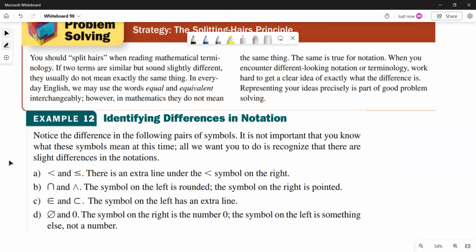We use that for true and false statements, with truth tables that I'm not going to cover in this course. In part C, the symbol on the left has an extra line. We're going to be using those in sets when we cover chapter 2. And in D, the one on the right is the number 0, and the symbol on the left is something else that we use in set theory, but that is not a number.